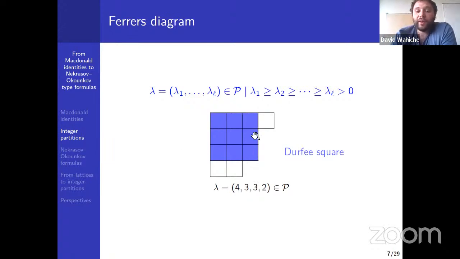So basically, in this example, the partition is 4, 3, 3, 2. So the first row is lambda 1, it's 4 boxes, then 3 boxes, 3 boxes, and 2 boxes. And another statistic that is going to be of importance in this talk is the Durfee square. What is the Durfee square? It's basically the largest square that can fit within the Ferrers diagram of the partition. So here it's 3. The weight of the partition is basically just the sum of all the parts. So it's 4 plus 3 plus 3 plus 2, so it's 12 in this case.